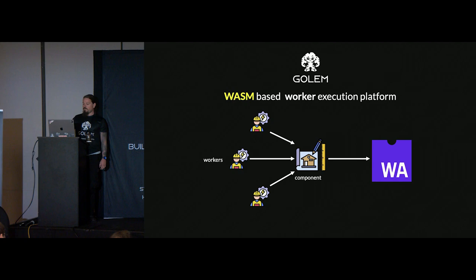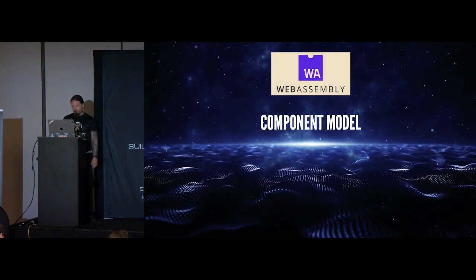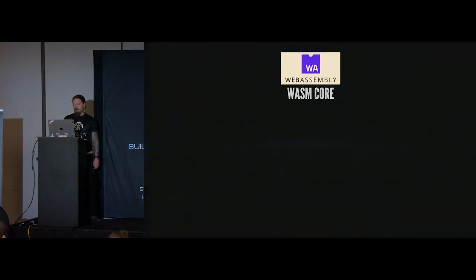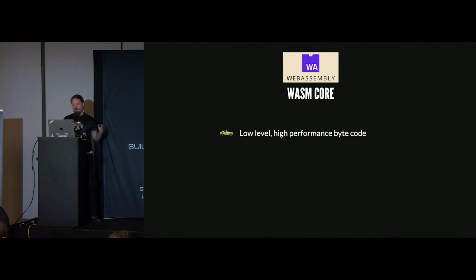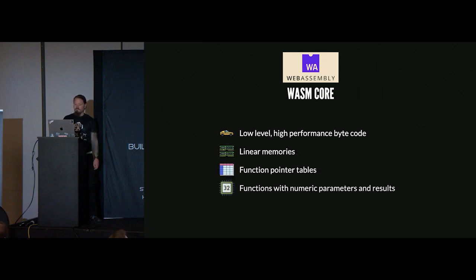So let's talk a little bit about WebAssembly as well. First about the core WebAssembly standard. The core WebAssembly standard defines a low-level, high-performance bytecode with things like linear memories and function pointer tables and functions which are only taking numeric parameters and giving back numbers as results. So it's a quite low-level thing.